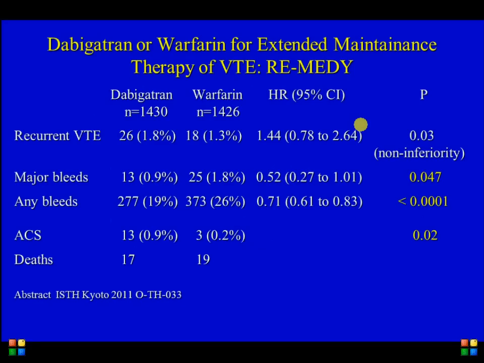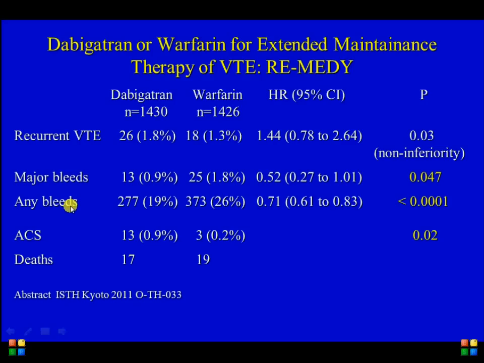In this study, if we look at the recurrent venous thromboembolism, it was 26 versus 18, and this was significant for non-inferiority. And it was 1.8% versus 1.3%, so there is absolutely no difference. Major bleeds, we're talking about 0.9 versus 1.8, so there's a reduction in major bleeds with dabigatran compared with warfarin, and this is statistically significant.